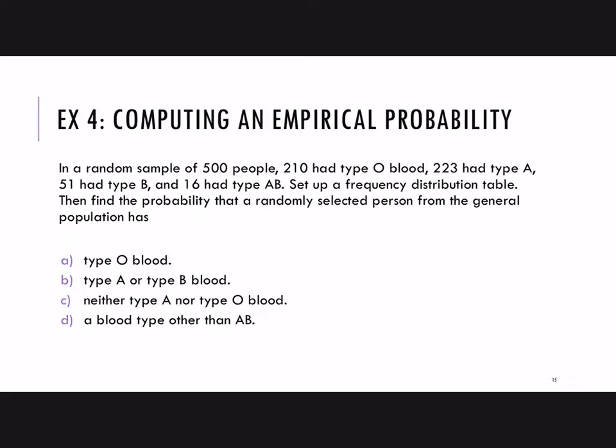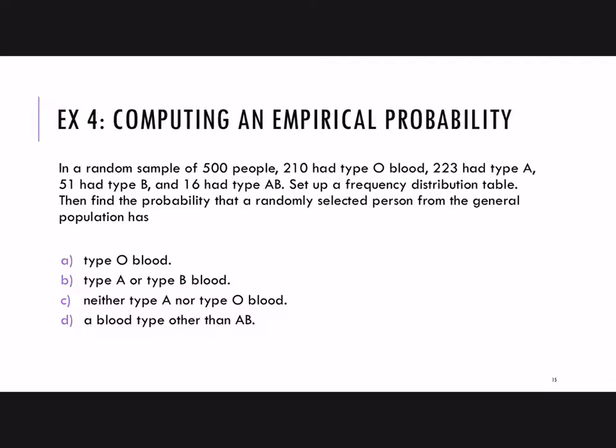All right, so let's try one. Example 4, computing an empirical probability. In a random sample of 500 people, 210 had type O blood, 223 had type A, 51 had type B, 16 had type AB. Set up a frequency distribution table, and then find the probability that a randomly selected person from the general population has any of these different events.